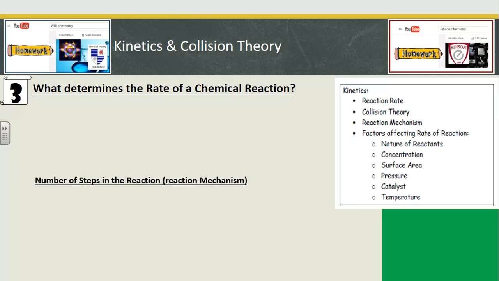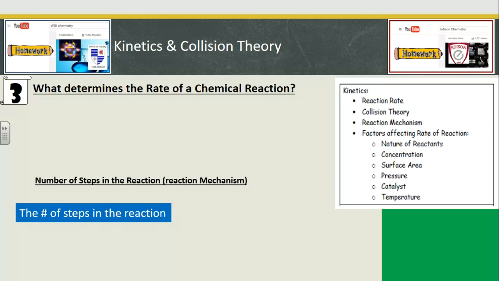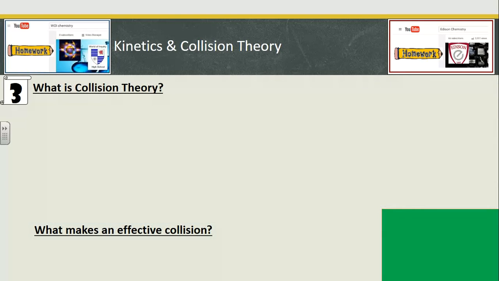The number of steps in the reaction. We don't do reaction mechanisms, but if you can think about it, certain reactions have more steps, so they would probably go slower. Less steps make it faster reaction as well. So the fewer steps in a reaction mechanism, which is at that activated complex, the faster the reaction will go.